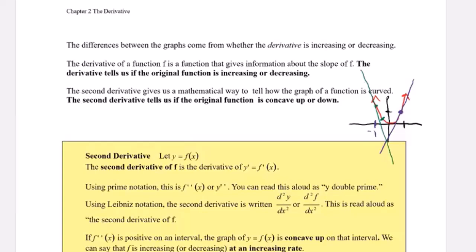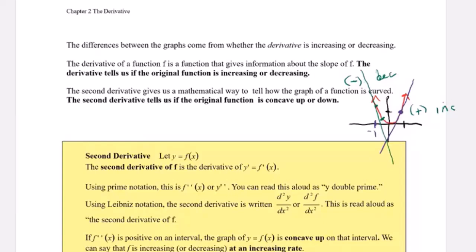The derivative of a function f is a function that gives information about the slope of f. The derivative tells us if the original function is increasing or decreasing. Okay? When we have a negative slope, this would be a negative slope, it's decreasing. When we have a positive slope, it's increasing.